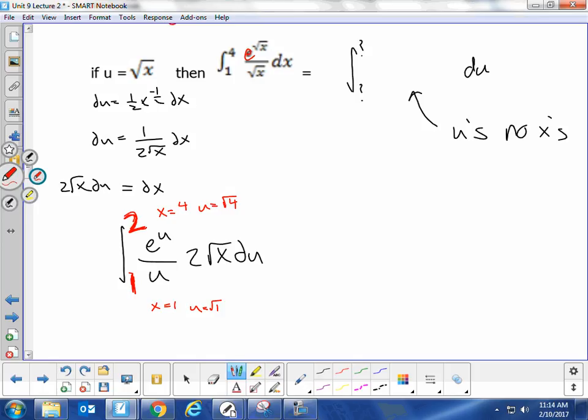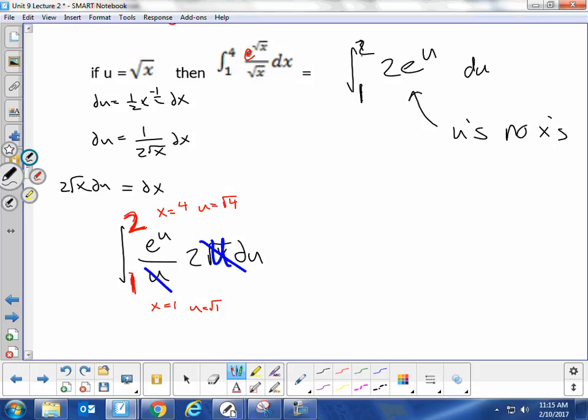So we should at minimum get from 1 to 2. But what do I do with that root x? Zoe? We already said what root x is equal to. It's equal to u. Well, that means this u can cancel with that u. And all of a sudden we have the integral from 1 to 2 of 2e to the u.